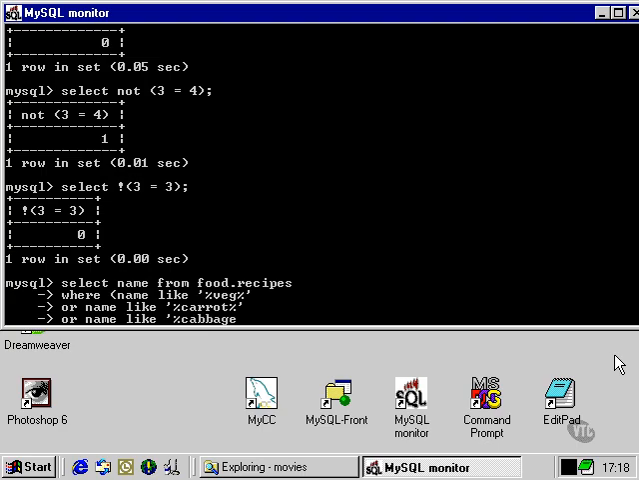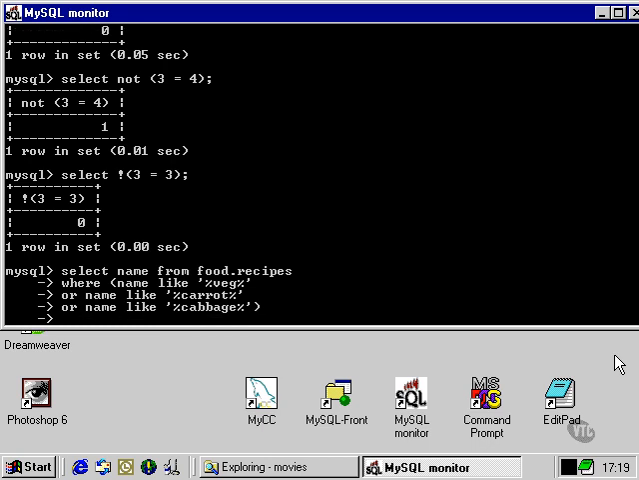cabbage. And here I'm presuming that we're trying to find a recipe that will get rid of the things that are left at the bottom of the fridge. Then we're going to close the brackets, and we're going to use AND NOT. Now in English we would say but not, but in SQL we're going to use the word AND because it fulfills the same function. Name LIKE coconut.